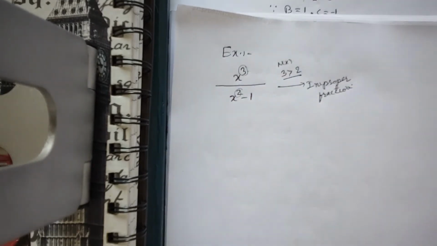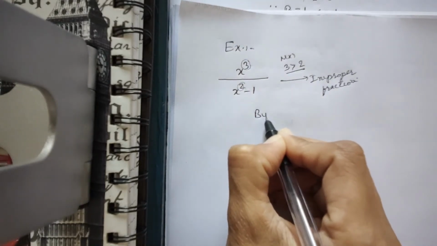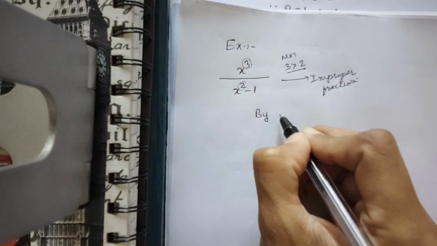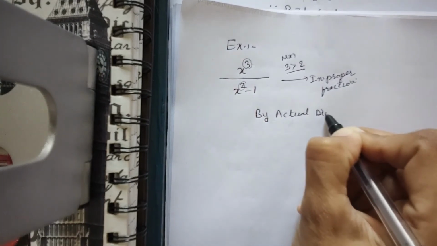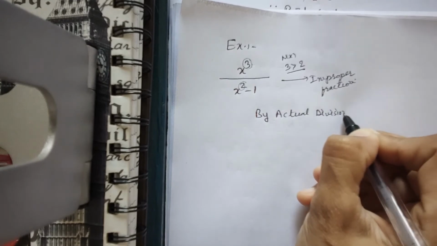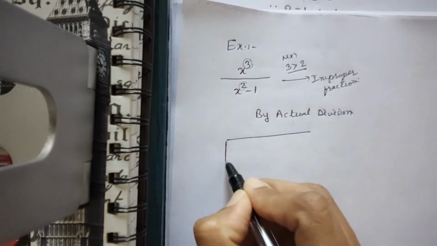Now, since it is an improper fraction, I will perform actual division. I will convert it into proper fraction. So by actual division, what will I get? I am just performing actual division here.